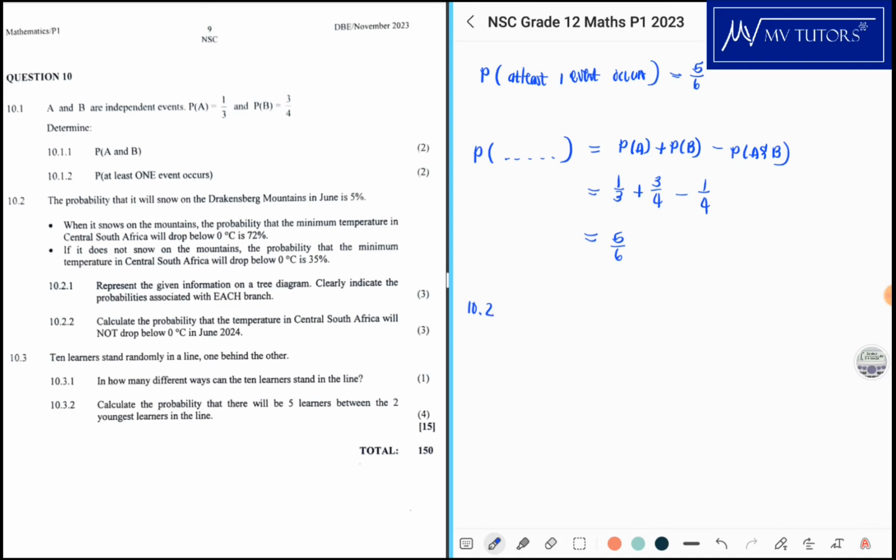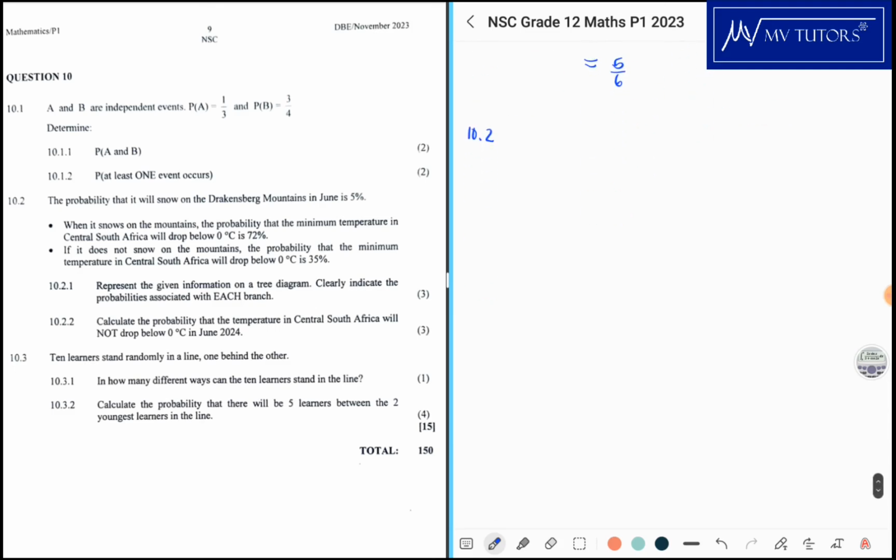All right, so it says the probability that it will snow on the Drakensberg Mountains in June is 5%. When it snows on the mountain, the probability that the minimum temperature in central South Africa will drop below 0 degrees is 72%. If it does not snow on the mountain, the probability that the minimum temperature in central South Africa will drop below 0 is 35%. Now represent the given information on a tree diagram. Yeah, so once you start seeing dependent events, you know a tree diagram is coming up.